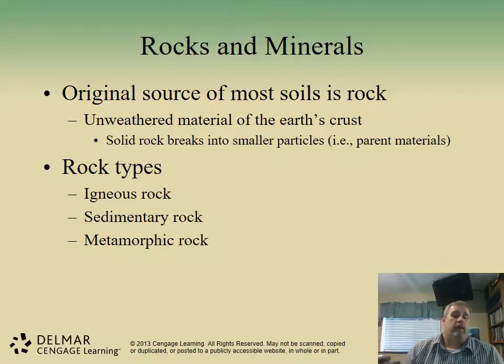There are three typical rock types. You have igneous rock, which comes from volcanoes. You have sedimentary rock, which comes from layers upon layers upon layers of materials settling and then being compressed. You also have metamorphic rock.